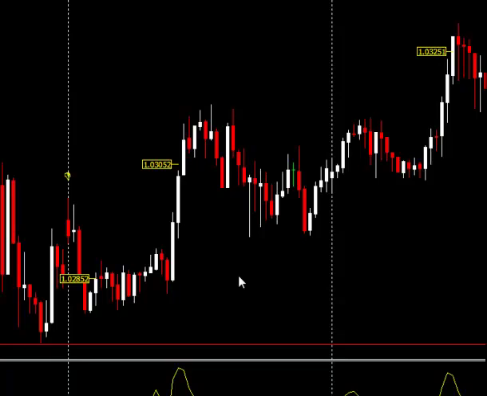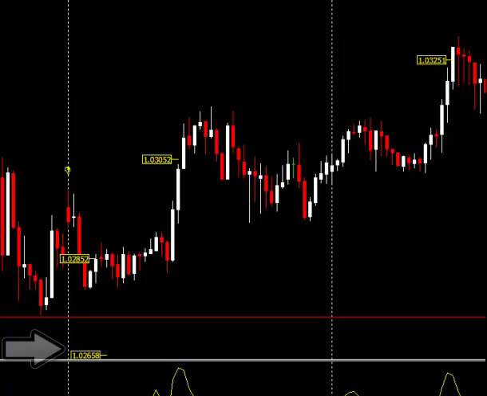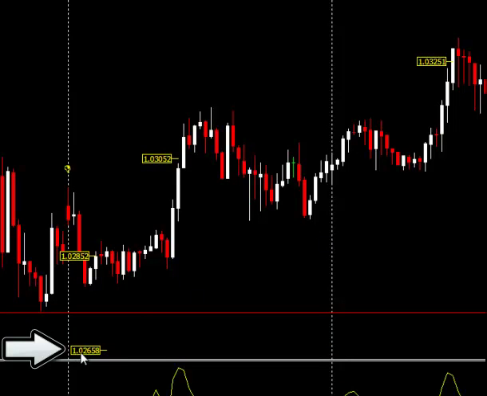When I use the HL30, I'm using a 20 pip target, and then I'm using a 20 pip stop. It's a 1-for-1 reward to risk ratio. Here's where the stop placement was, 1.0265. So again, our entry is 1.0285, and we're looking for a 20 pip first target, which was 1.0305. So you can see just how long it took for it to reach there.